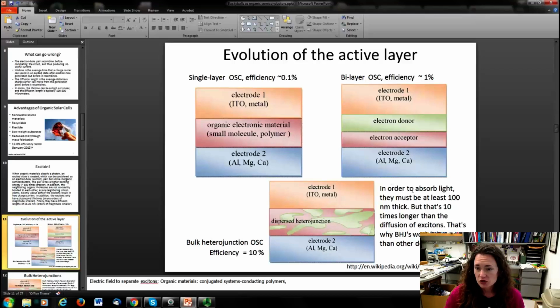Now remember, in order to absorb light, the films, the heterojunction there, have to be at least 100 nanometers thick. But remember, we said that the diffusion lengths were really short. So that's at least 10 times longer than the diffusion length of the excitons. And that's why the bulk heterojunctions work better than the other designs, because it's not like you had one created here and it had to move through to get to the donor side. It didn't have to do that. The p-n junction is basically all over the place, and that makes it easier for the excitons to move to the p-n junction. And so that's good.